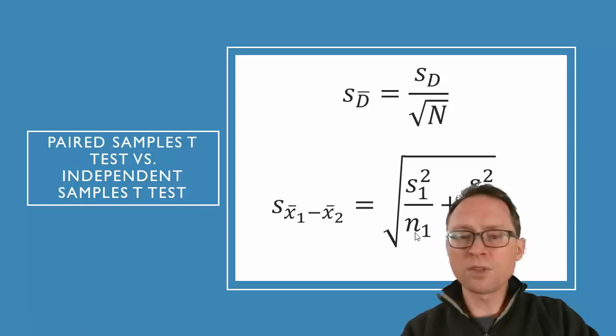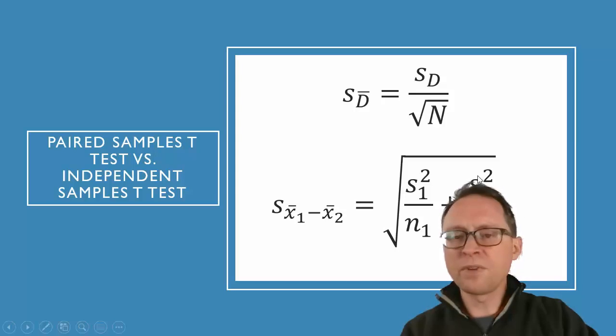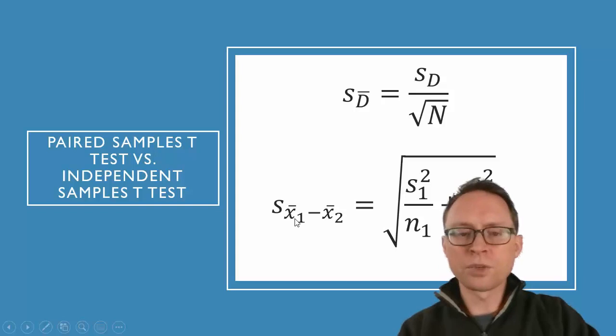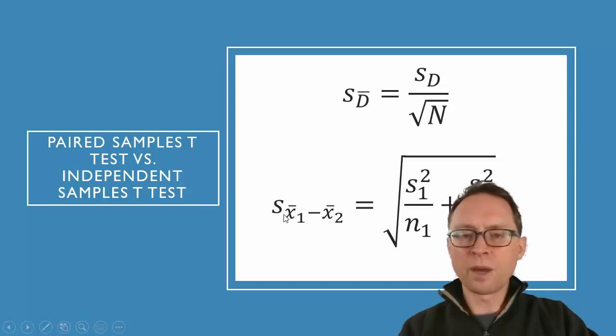And remember, sub 1 is psychology majors, so the total number of psychology majors. So all I'm asking here is the variance of psychology majors divided by the number of psychology majors, plus the variance of business majors divided by the number of business majors. You add those together, you take the square root, that gives you the bottom half.